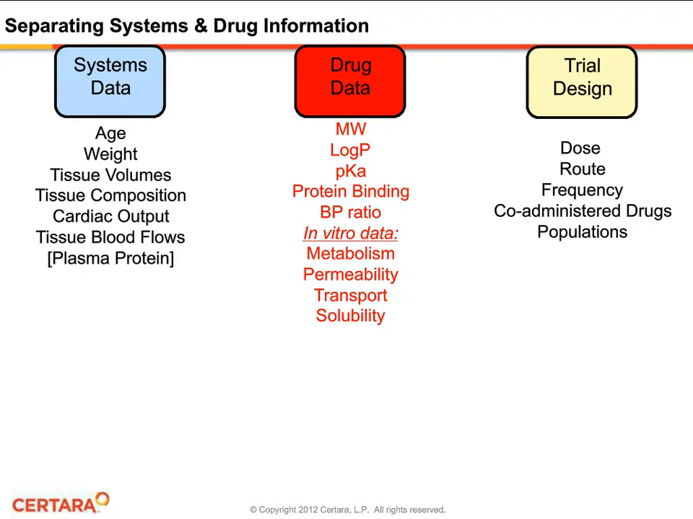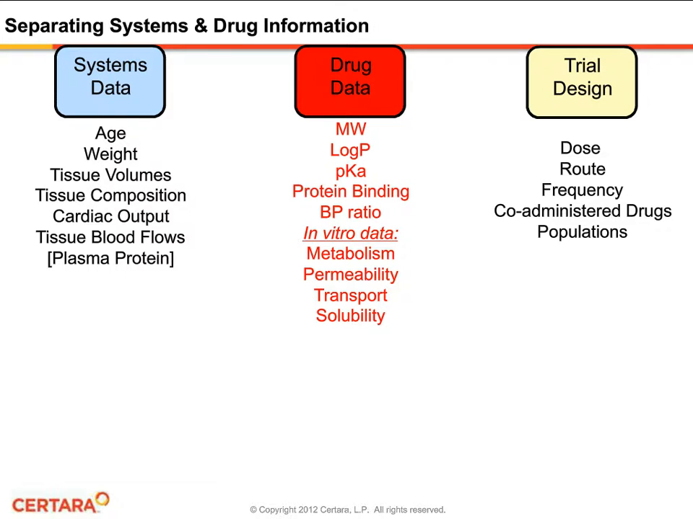So why are we interested in PBPK modeling? If you have a look at this figure on the screen here, you can see that on the left we have the systems data that consists of age, weight, tissue volumes, obviously many more parameters than this, but they're basically the physiological data and also the data they use to drive some of the models. In the middle you can see the drug-related data: physicochemical parameters, also metabolic, permeability, transporter data, solubility data. And on the right-hand side, we have the trial design aspects.